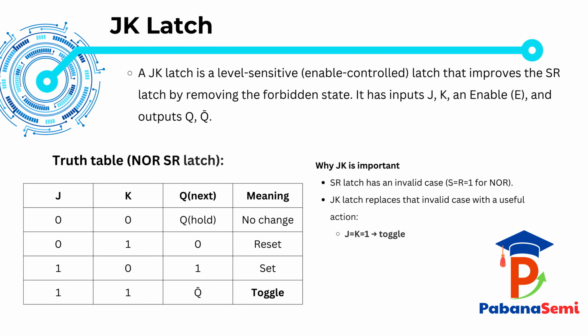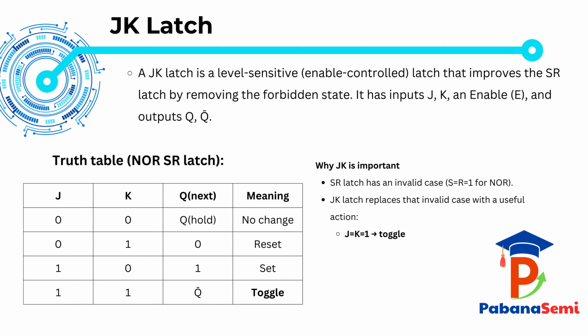Let's understand the JK latch. A JK latch is a level-sensitive latch, which means it works using an enable signal, E. When E is active, the latch can respond to inputs. When E is inactive, the latch holds its previous output.